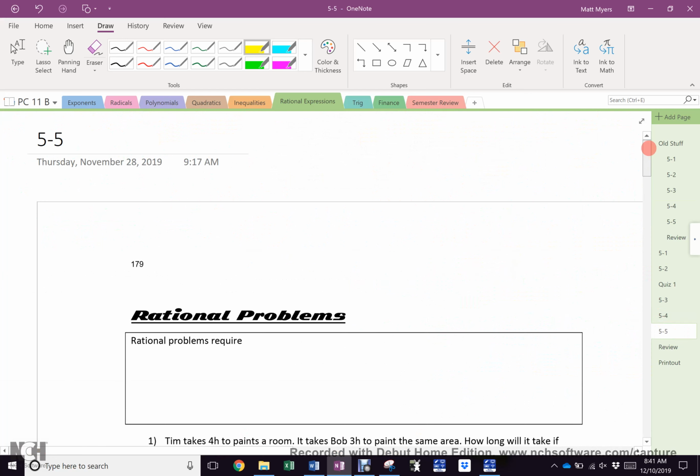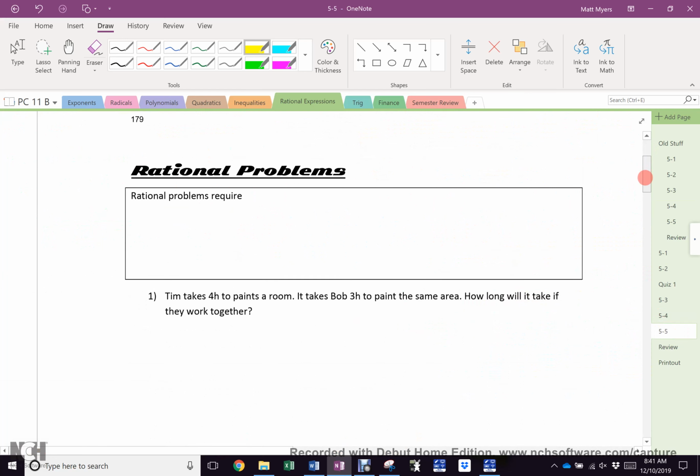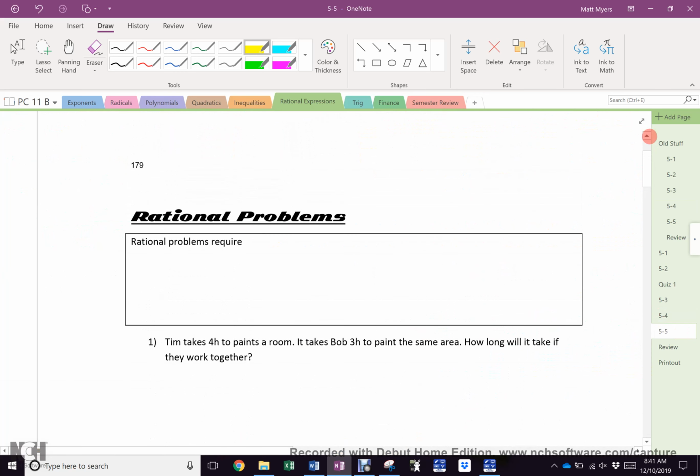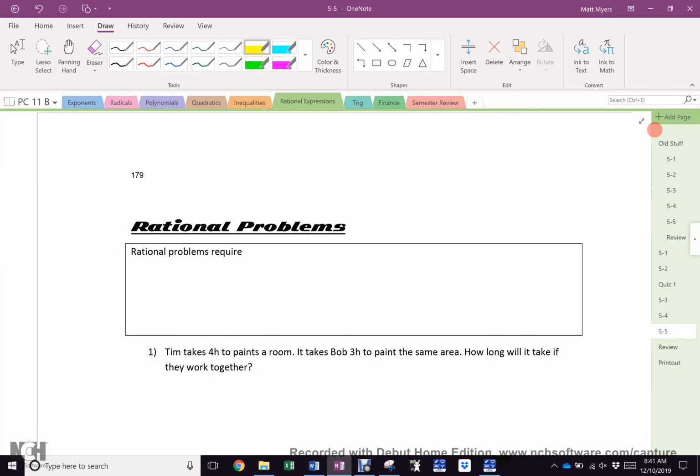Page, I don't know what page it is. 179. Rational word problems. Now, hopefully a great many of you remember grade 10 word problems, which were pretty easy, right? Read the question, assign a variable, solve the variable, move on, right? You all remember these. A real quick, easy one. You don't have to write this down.